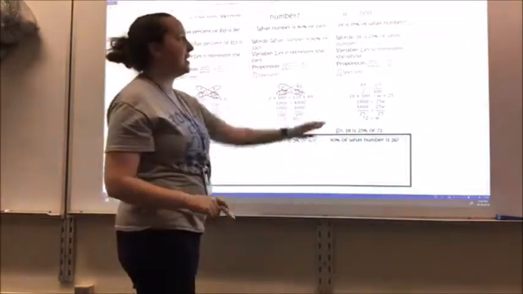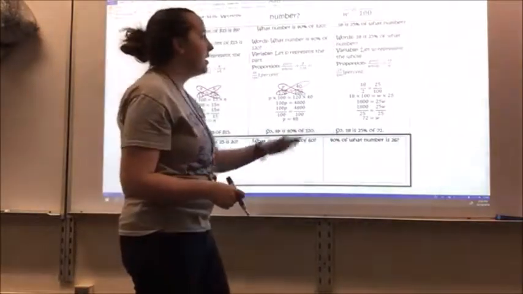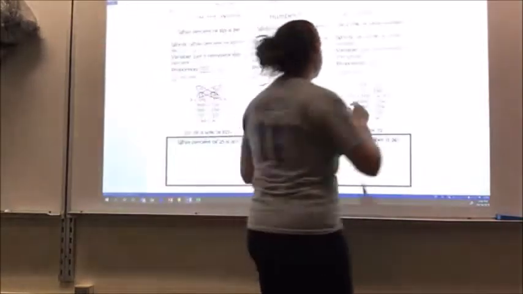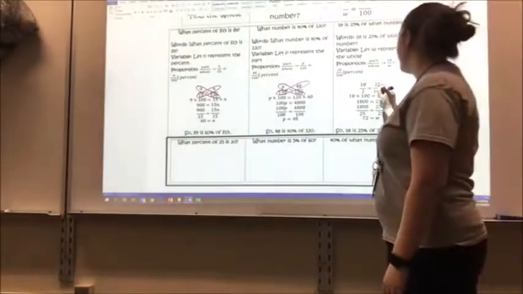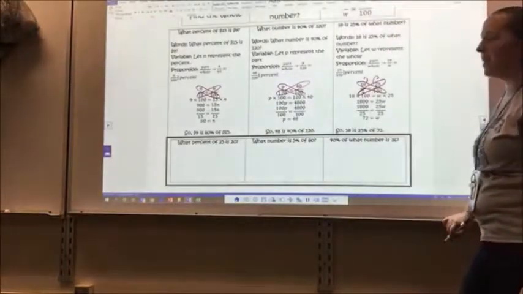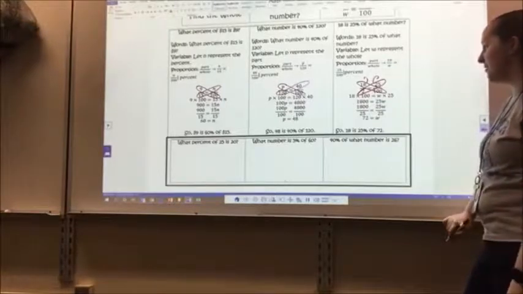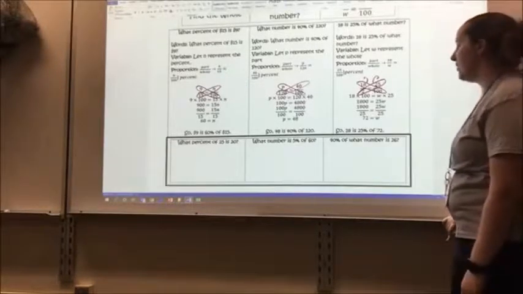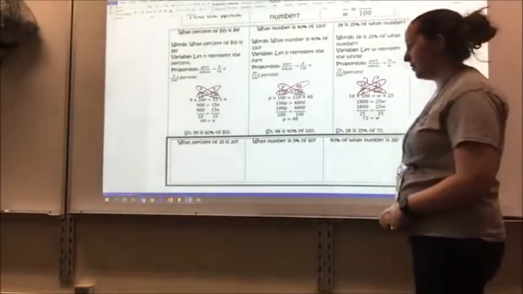The next one is 18 is 25% of what number? In this case, I'm missing my whole. My part is 18, my whole is W, because that's what I'm missing, and my percent is 25%, so 25 over 100. Again, I multiply by the butterfly. 18 times 100 is 1,800. W times 25 equals 25W. Then I divide both sides by 25. 1,800 divided by 25 equals 72. So 18 is 25% of 72.